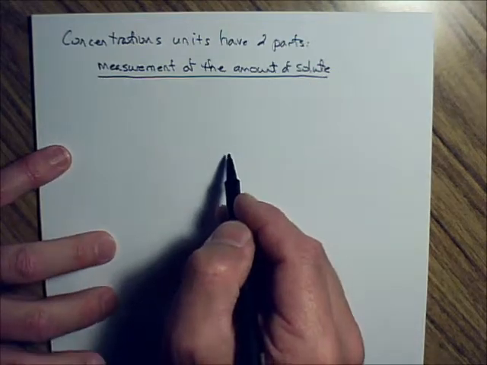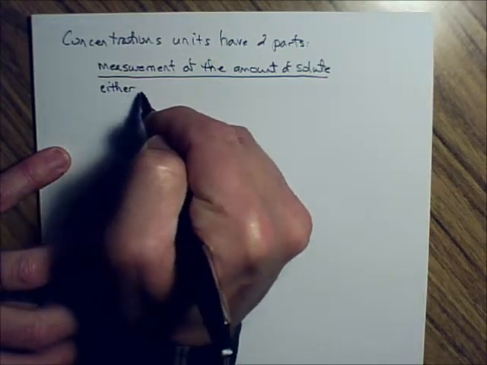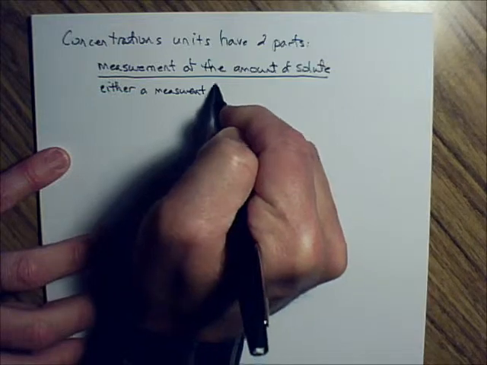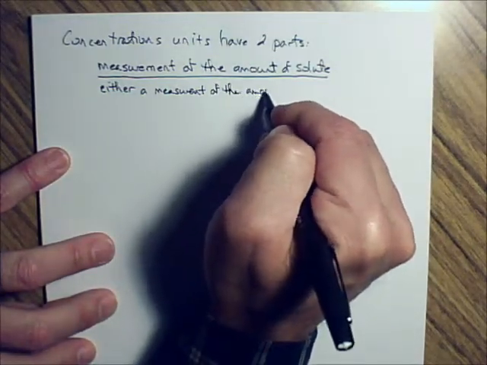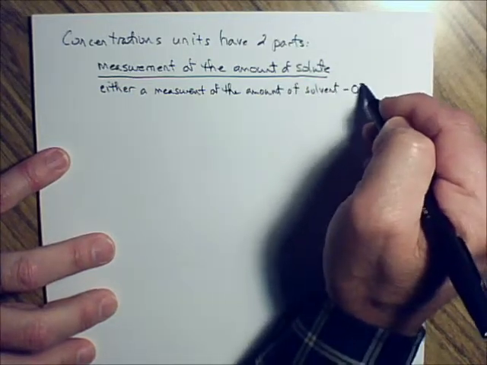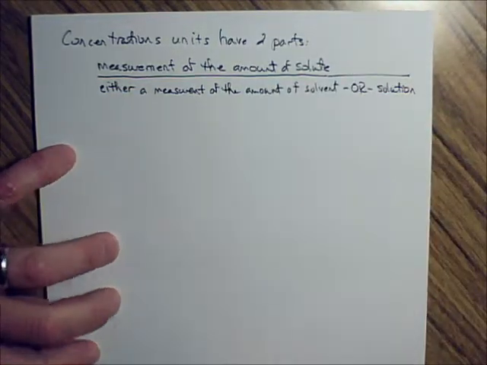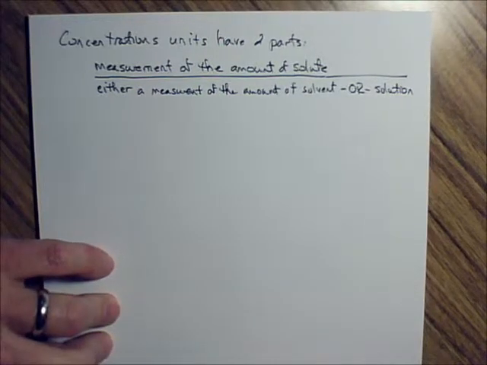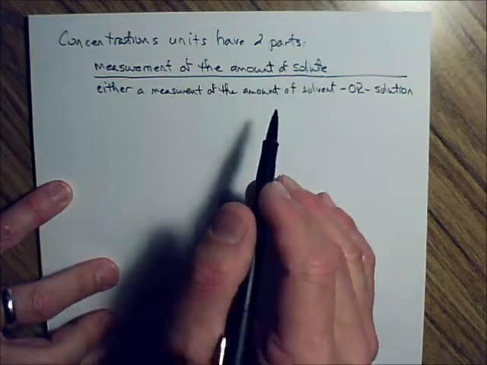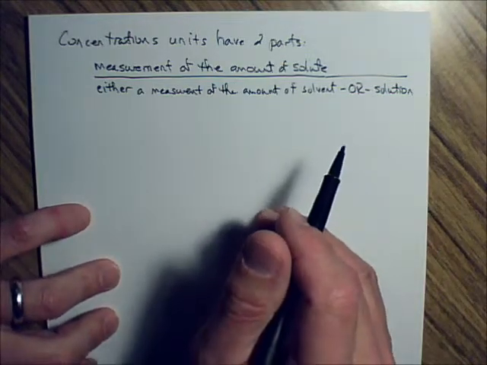And the denominator is going to be either a measurement of the amount of solvent or solution. Okay? Every concentration unit always has some kind of measurement for the amount of solute and has some kind of measurement for the amount of solvent or some kind of measurement for the amount of solution.